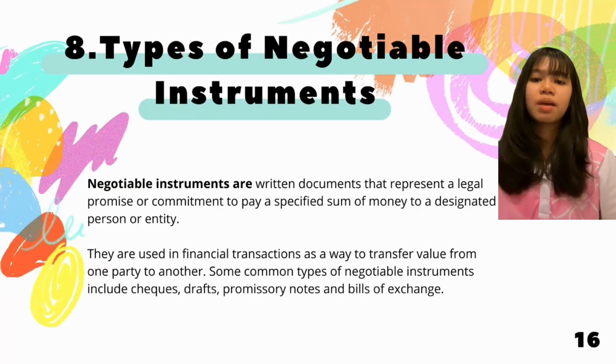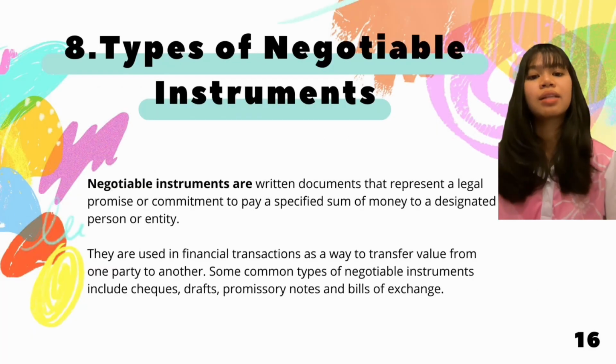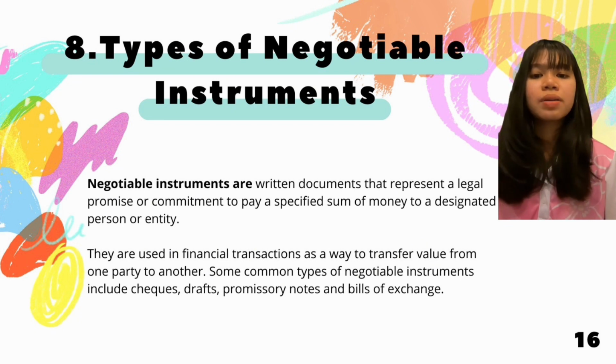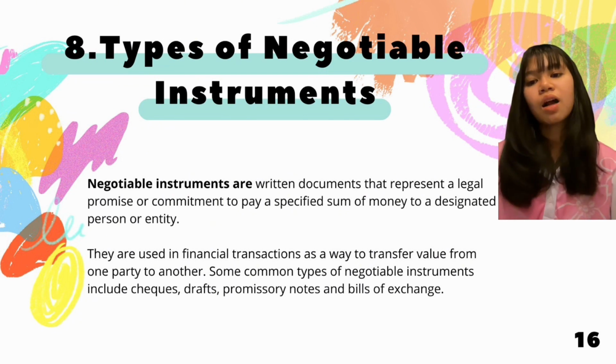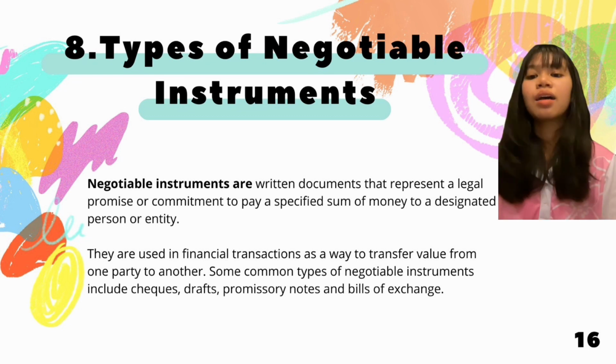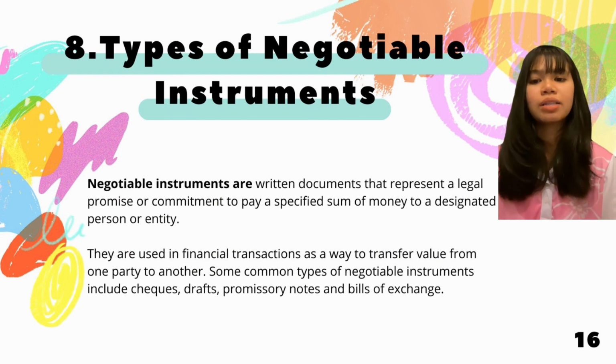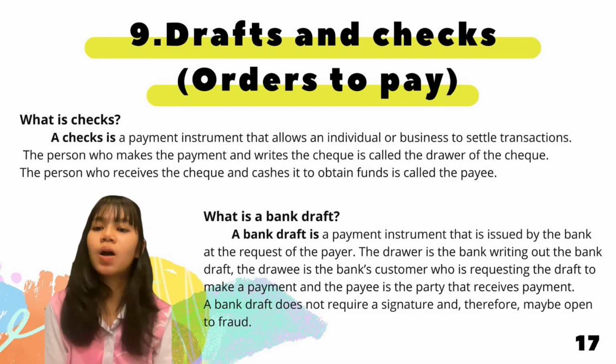Types of negotiable instruments. These are documents that represent a legal promise or commitment to pay a specified sum of money to a designated person or entity. They are used in financial transactions as a way to transfer value from one party to another. Some common types of negotiable instruments include check, draft, promissory notes, and bill of exchange. Draft and check: order to pay.